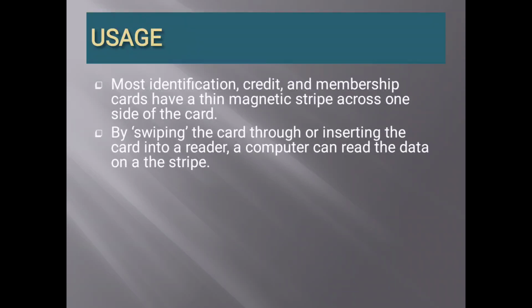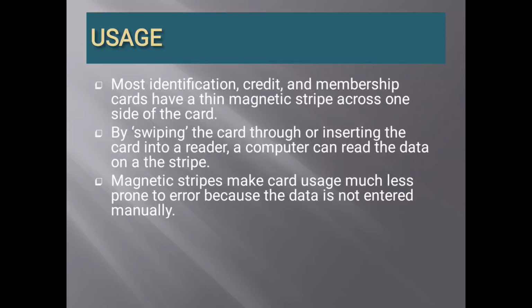Most identification, credit, and membership cards have a thin magnetic stripe across one side of the card. By swiping the card through or inserting the card into a reader, a computer can read the data on the stripe. Special computers such as automated teller machines are made to access it.